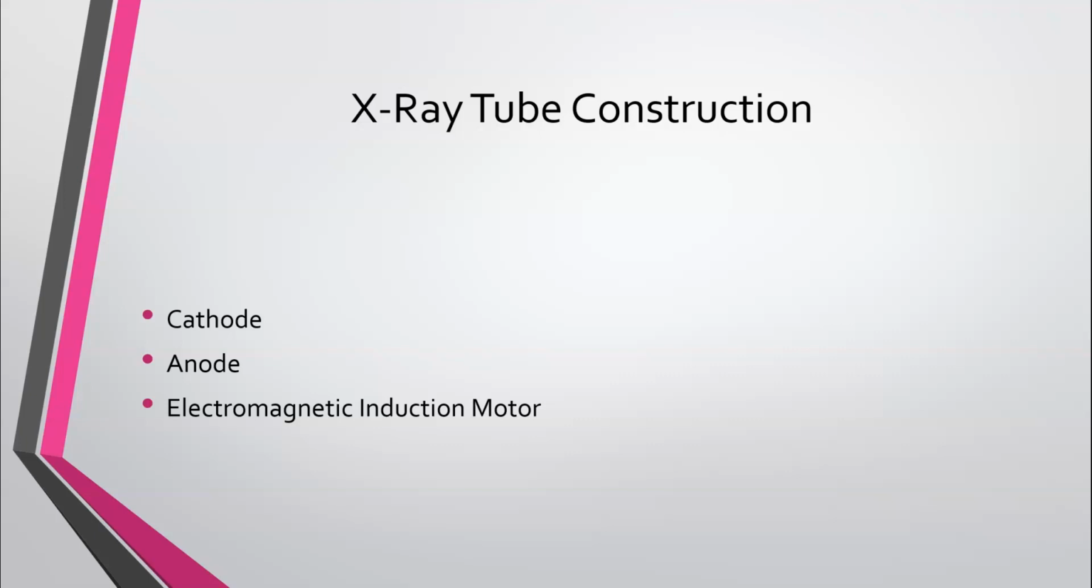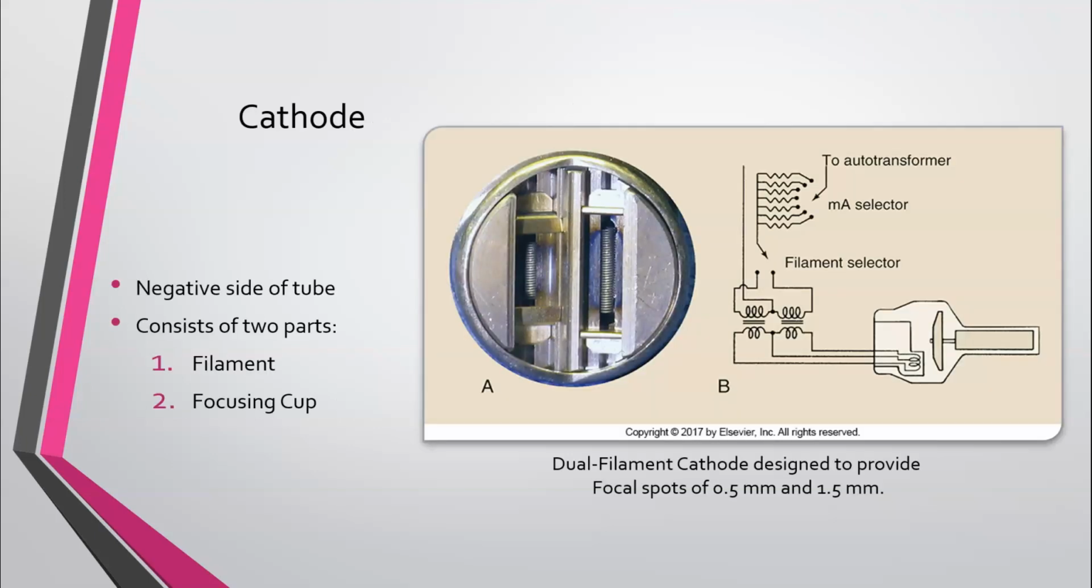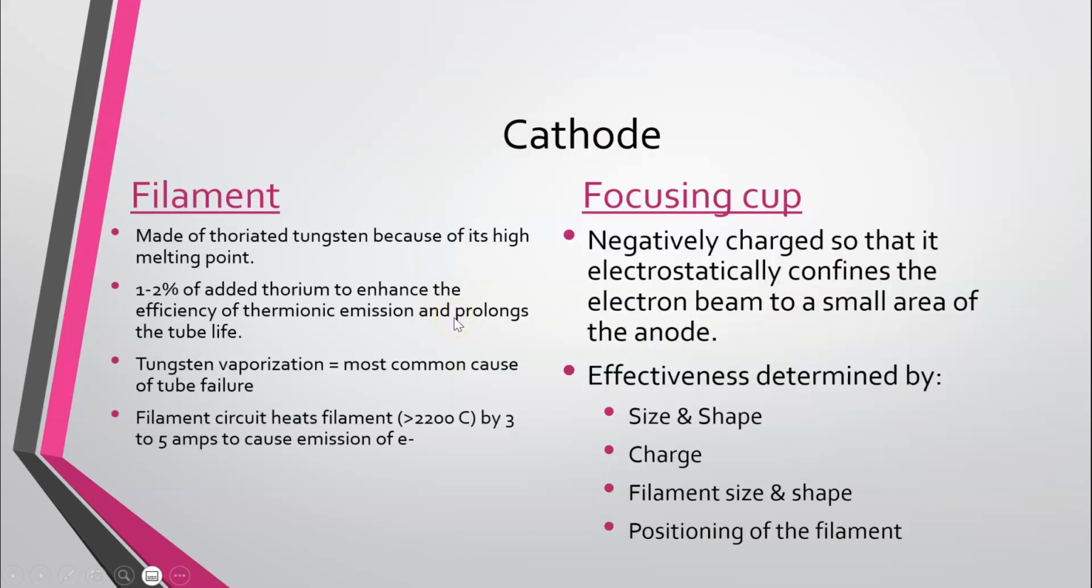We have the cathode, the anode, and the electromagnetic induction motor. The cathode is the negative side of the tube, and consists of 2 parts: the filament and the focusing cups. As you can see, here's the filament, and you've got your focusing cups surrounding it. The filament is made of thoriated tungsten due to its high melting point. 1 to 2% of thorium has been added to the filament to help with vaporization, right? Vaporization is the most common cause of tube failure.